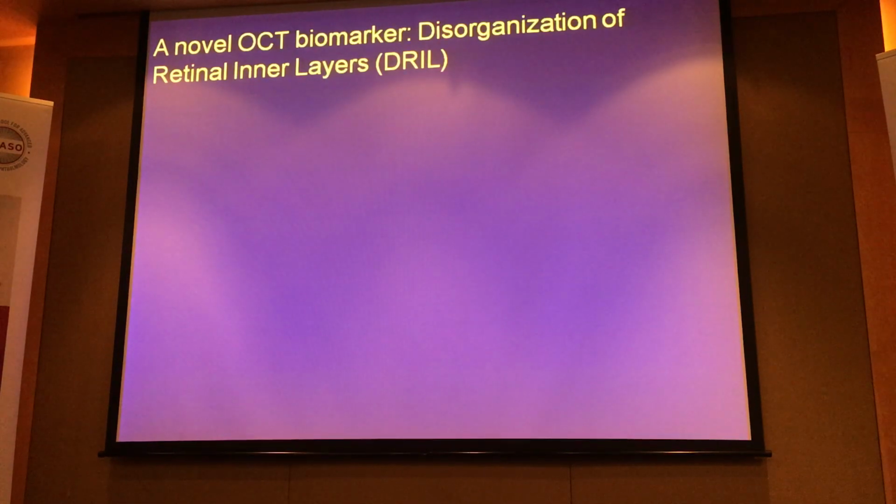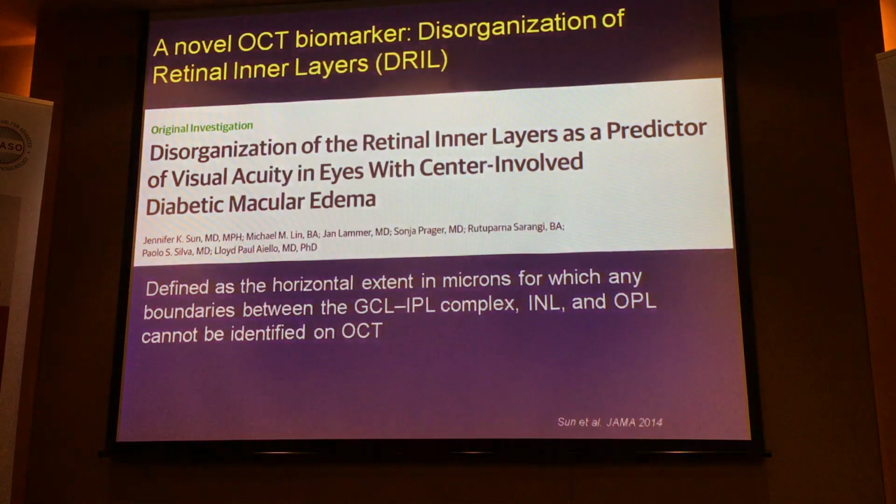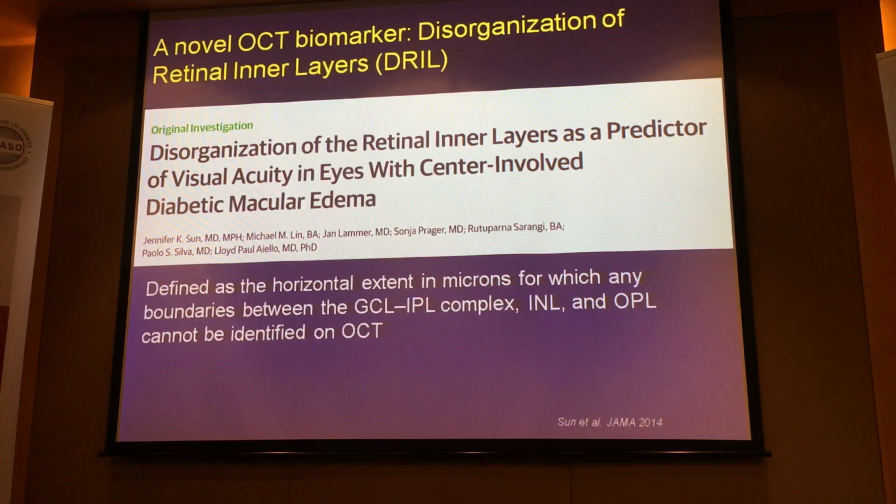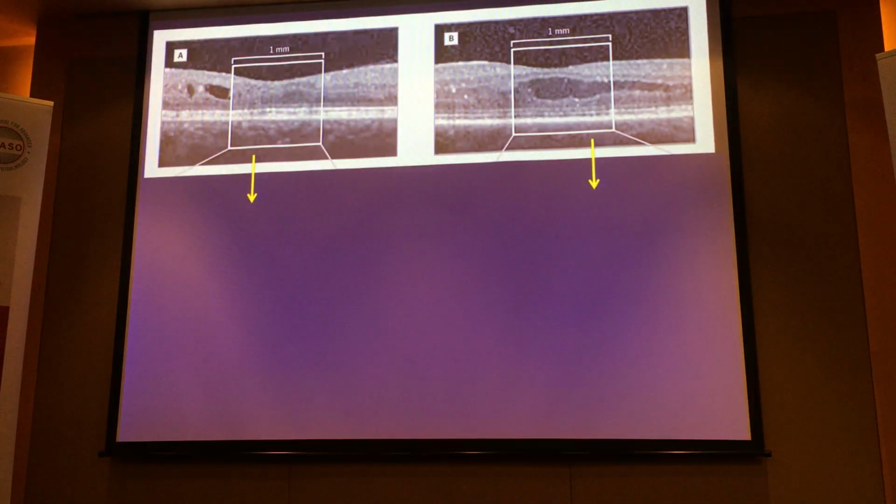I mean, all these acronyms are just, someone cooked it up. In this case, Jennifer's son cooked it up, and it's been attributed to Jennifer's group. This is from Justin, Boston. It is the horizontal extent in microns of disruption to the ganglion cell layer, inner plexiform layer, inner nuclear layer, and outer plexiform layer. Right? Not the ellipsoid. It is the inner retina. That's why it's DRIL. And it was shown in her study to be correlated with final visual acuity.